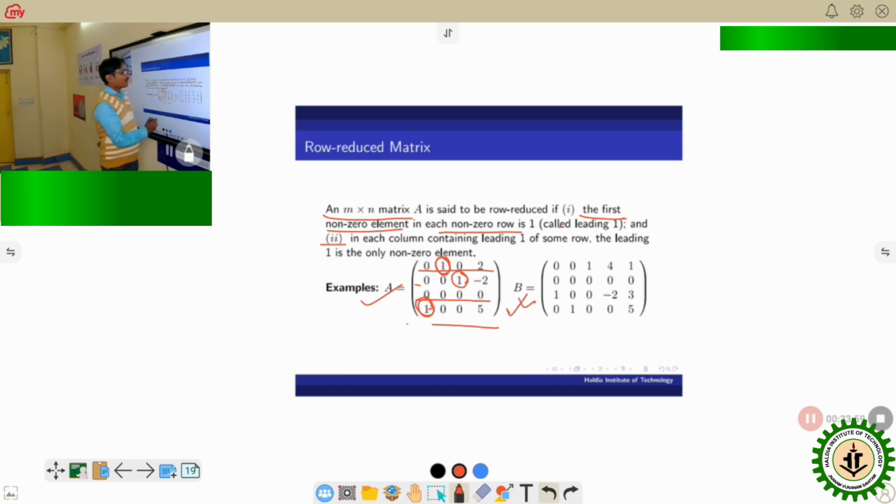And check this matrix. First, here is 1, this one is the leading one. No, this one is not a leading one, because going to the first row, the first non-zero element is this one, called the leading one. Next, go to the second row, all entries are 0, so it is a zero row. Next, the third row, the first non-zero element is 1, so this is the leading one, and below and above the leading one all entries are 0. And go to the last row, this is 1, and above it all are 0. So this matrix is a row reduced matrix.